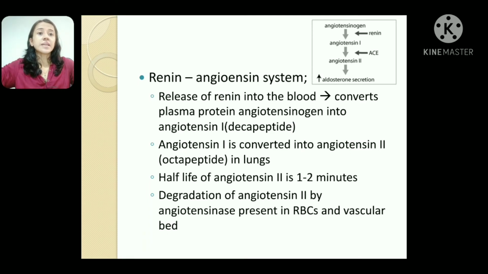Now, let us discuss how the renin angiotensin system works. As we have discussed, renin is a proteolytic enzyme. So, renin converts the plasma protein angiotensinogen, which is an alpha-2 globulin, into angiotensin 1, which is a decapeptide. And this angiotensin 1 is converted into angiotensin 2, which is an octapeptide, in the lungs. The half-life of angiotensin 2 is only 1 to 2 minutes, and it is degraded by angiotensinase, which is present in the RBCs and vascular bed.